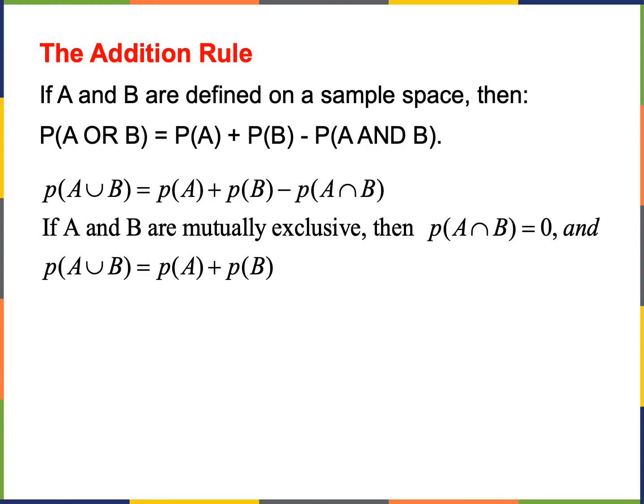Now the addition rule. Suppose you have two events defined on a sample space. The probability of the union is equal to the probability of one event plus the probability of the other event occurring minus the probability of the intersection. Let me draw this. It's going to be a terrible drawing, but we're going to try. Remember in the beginning, here's our sample space, here's A and here's B.